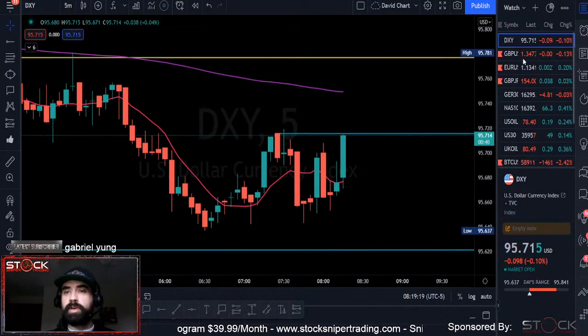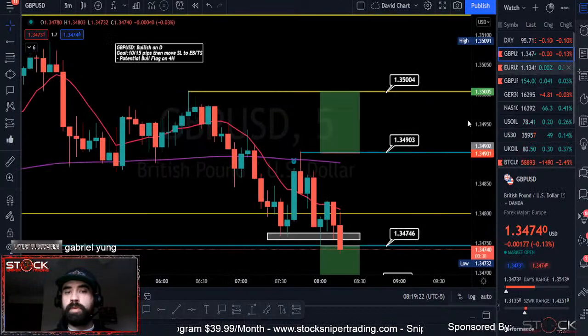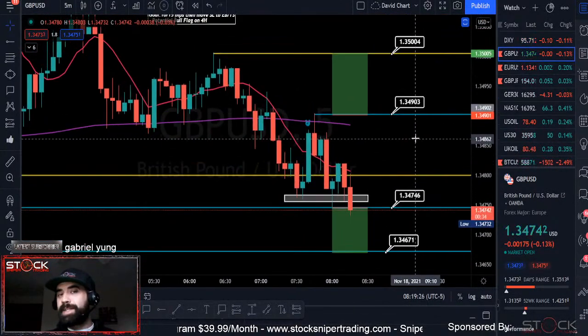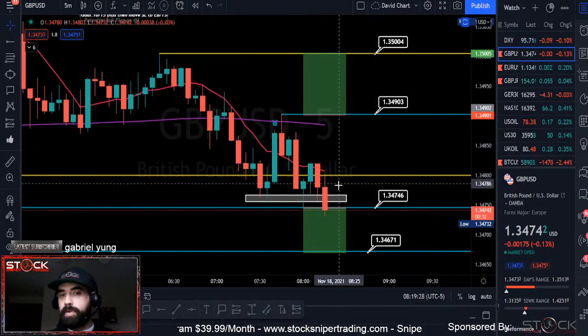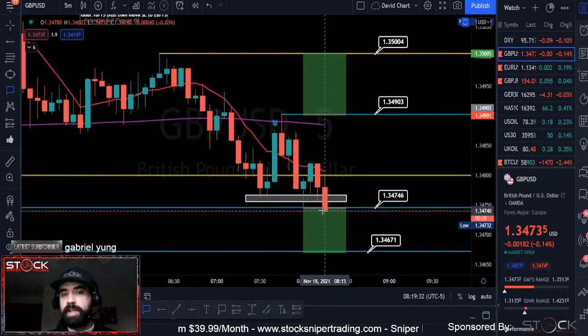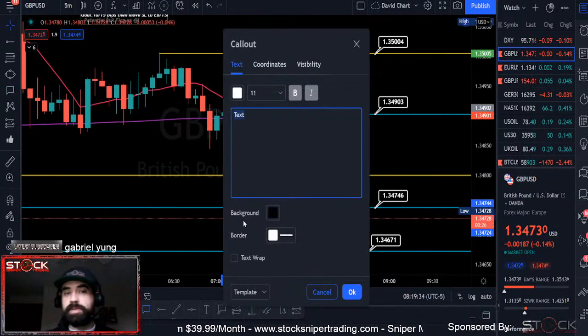So we had GU starting to break bearish. Guys, this is a risky trade. So I don't suggest doing this. Just because if it runs, it runs. I'm going to be honest with you.